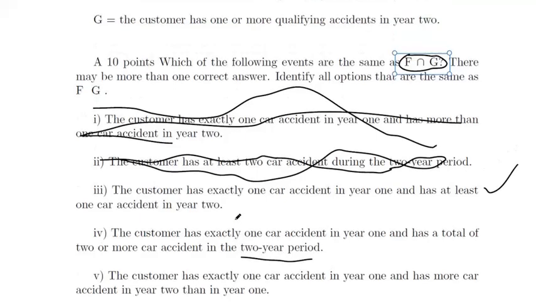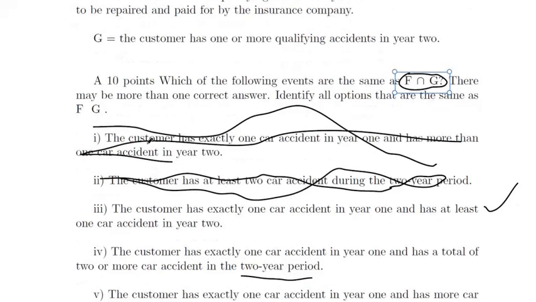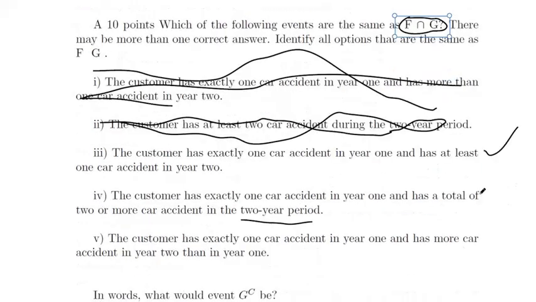So if you have one car accident in year 1, and then if event G is true, that you have one or more accidents, then you have at least 2 accidents, because at a minimum, you could have 1 accident in G. So one in the first year, 1 in the second year. That is 2 accidents in the 2-year period. So that's correct.